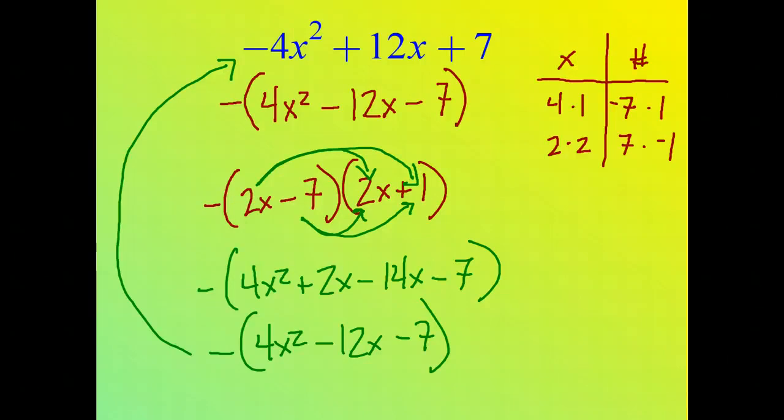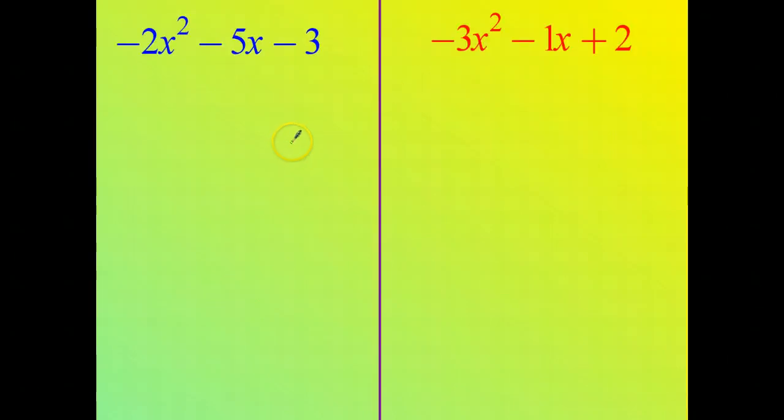So why don't you go ahead and practice these two? These are not real difficult. They're all prime numbers, but these have leading coefficients with negative numbers. So go ahead, pause the video, and when you come back, I will factor them out for you, okay?